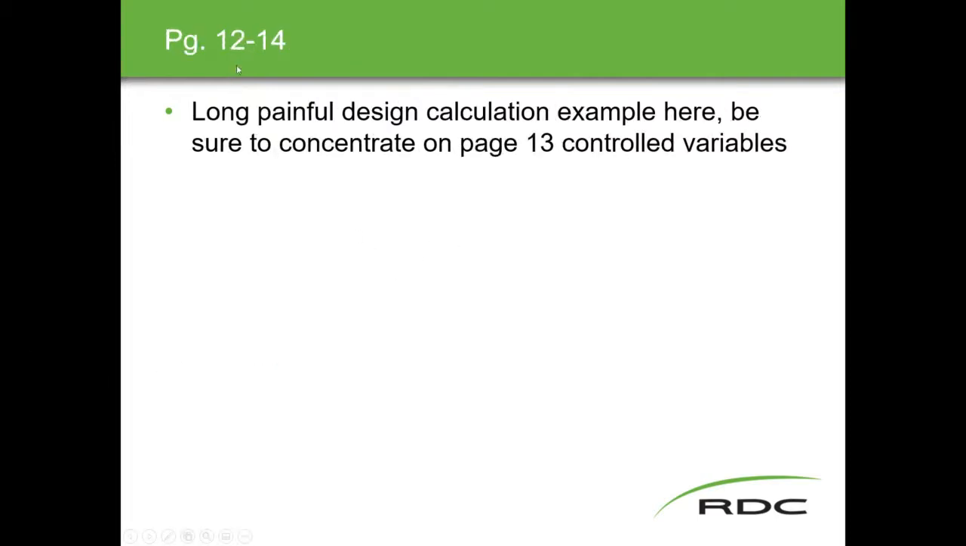Okay, so what do we got? Oh, page 12 to 14, a column design calculation example here. Be sure to concentrate on page 13, which talks about the control variables. Let me just have a quick look here to make sure I'm not shorting you guys on anything important. Yeah, not too much going on there.